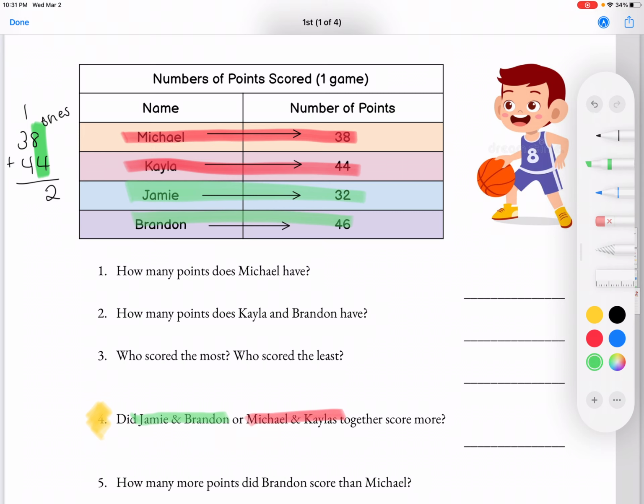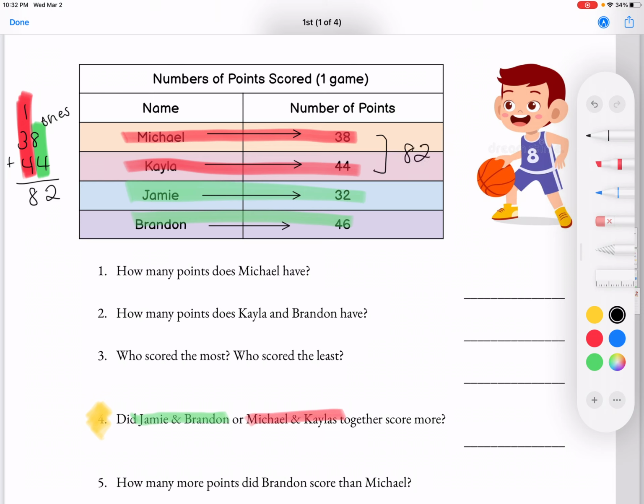And then we're going to do the tens place. The tens place is 1 plus 3 plus 4. So we're going to do 1 plus 3, and 1 plus 3 is 4. And we're going to do 4 plus 4, and 4 plus 4 we know is 8. So Michael and Kayla together have 82 points.